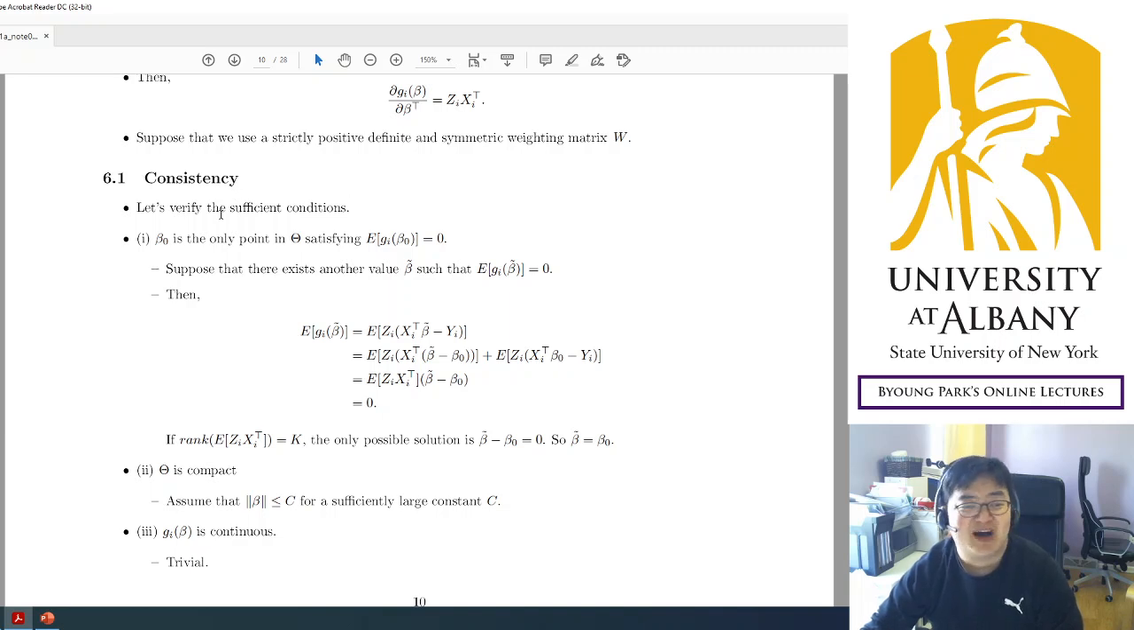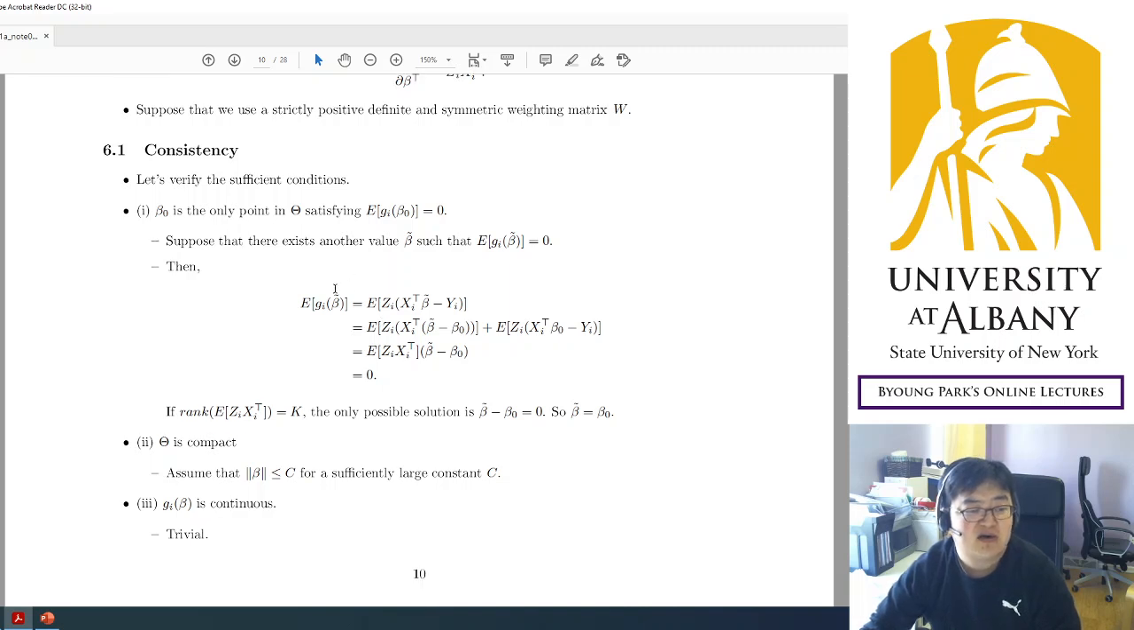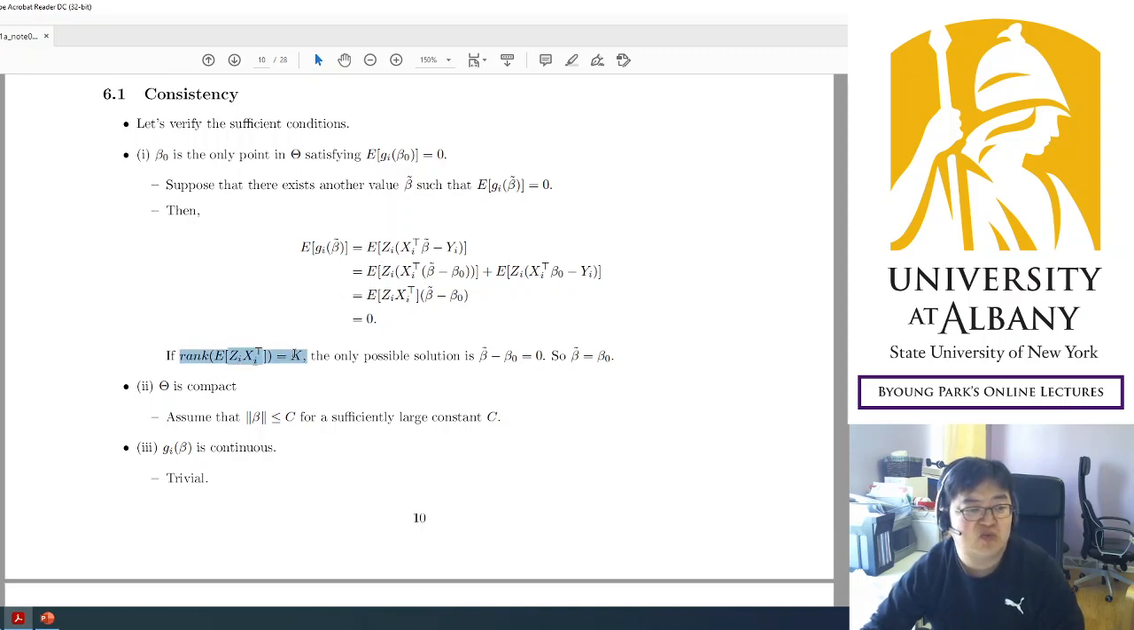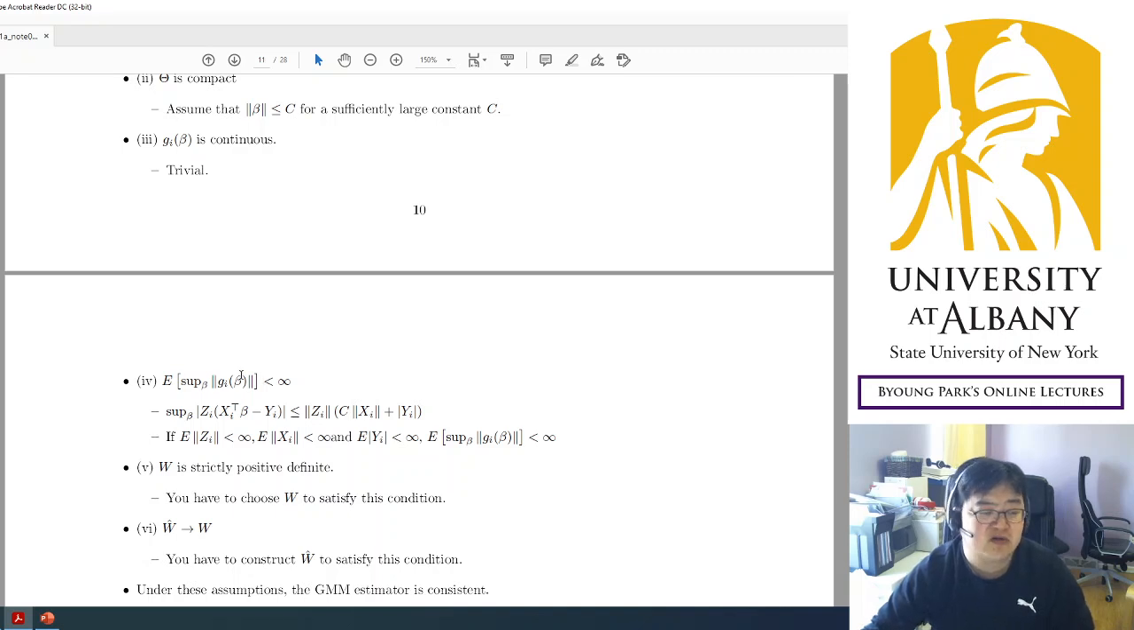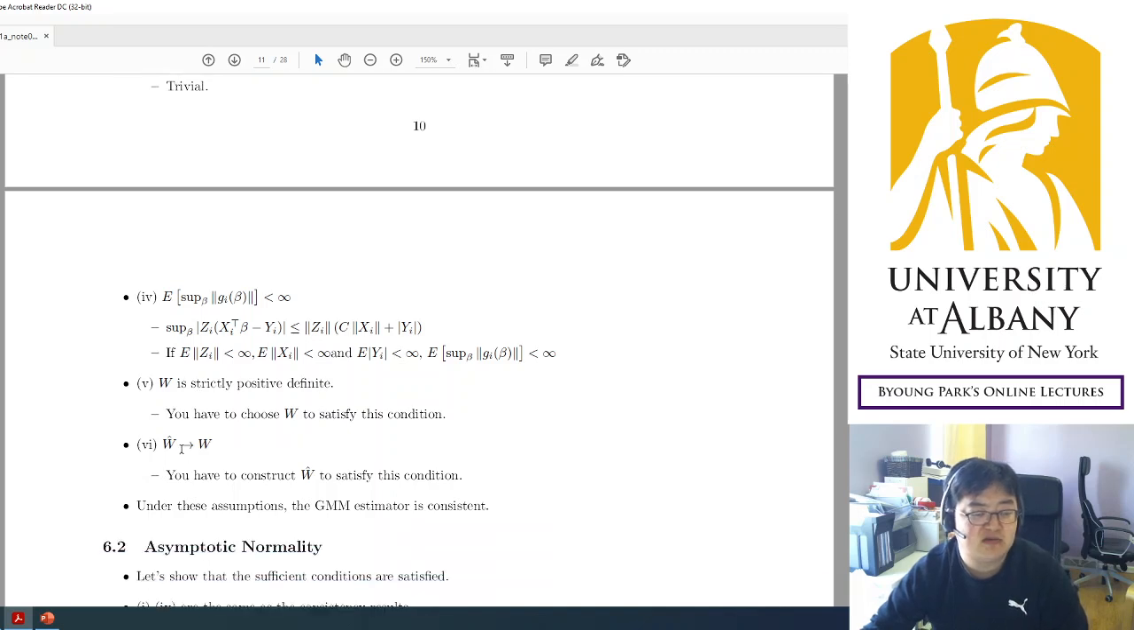It's simple. I will skip this. You can just read through. There is nothing much to explain. What we need here is to read what assumptions we used for this to have a unique answer to this equation. The rank must be k, and theta is compact. The parameter space must be compact, and G must be continuous and bounded. The boundedness is also okay, and W is strictly positive definite and consistent.